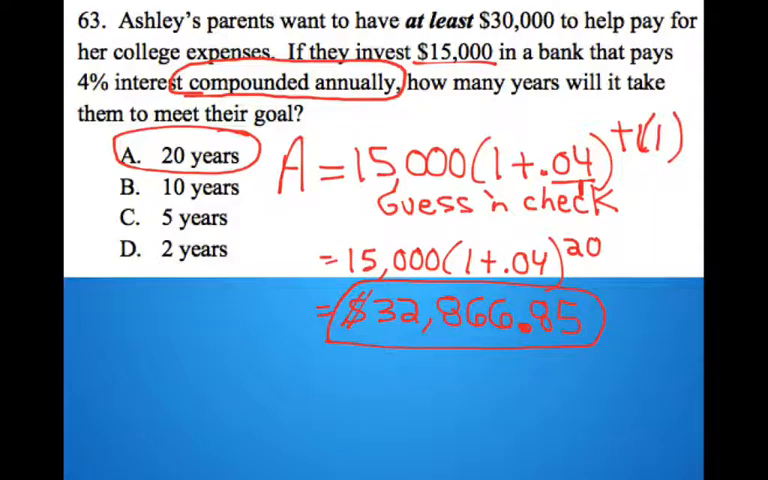So then you just try some of these years, and the only one that works is the 20, and then we'll have enough money. Then we'll have at least 30,000.